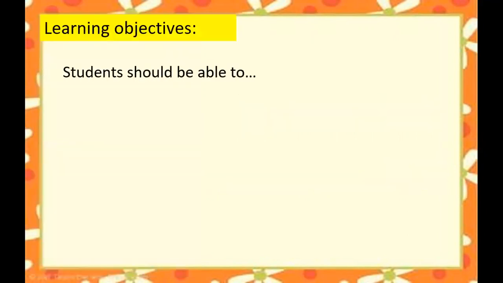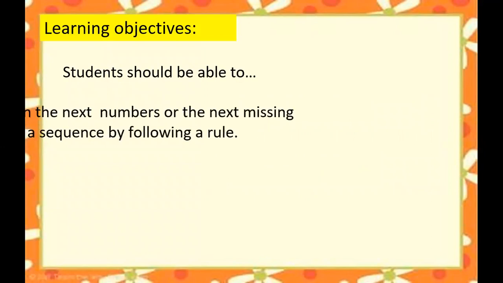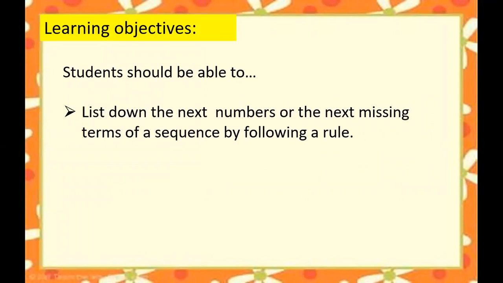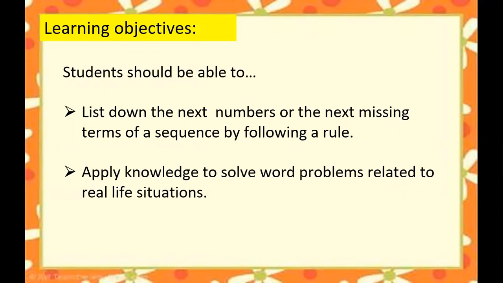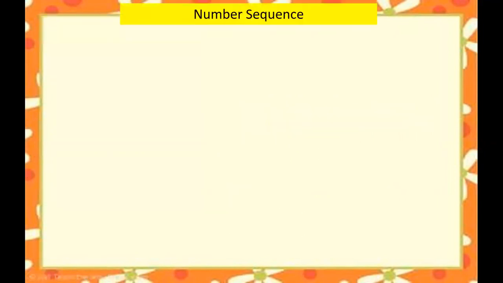Let's talk about our objectives first. Students should be able to list down the next numbers or the missing terms of a sequence by following a rule, and apply their knowledge about sequences to solve word problems related to real life situations.